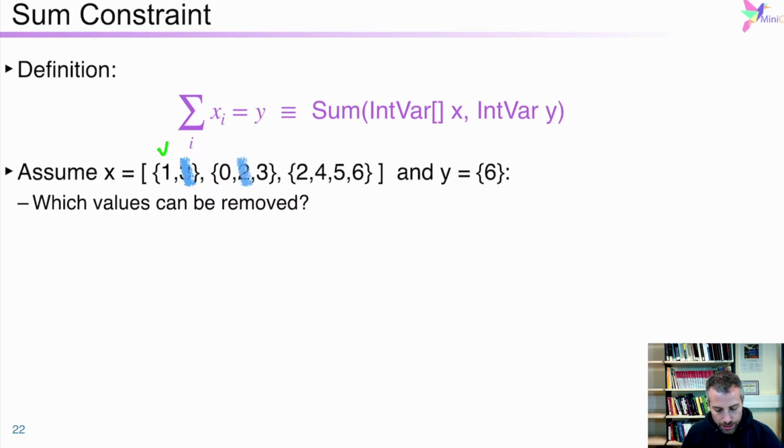For the same reasons, the 2 can be removed from that one, the 4 can be removed from that one, and the last one is the 6 that could also be removed, because if you take 6, you need to have a 0 with this one, and that's not possible. If you take 0 there, you see that you have at least a value of 1 there. Therefore, 6 should be removed.